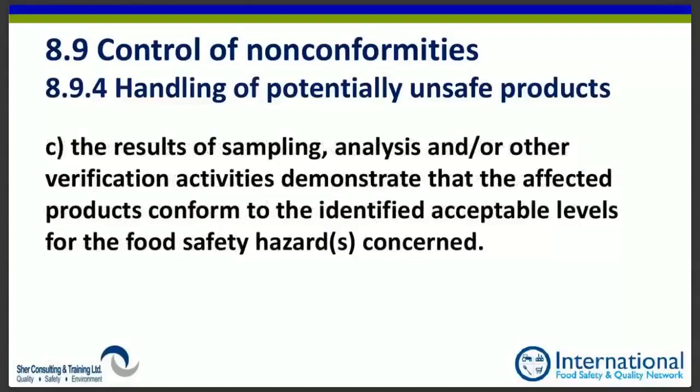If you have sampling, analysis, other verification activities that show that the product meets acceptable levels, then you can release it. So you have ways of releasing a product that did not meet its action criteria because it was an OPRP, which you don't get for CCPs, because CCPs are so unequivocal, they're so clear-cut.